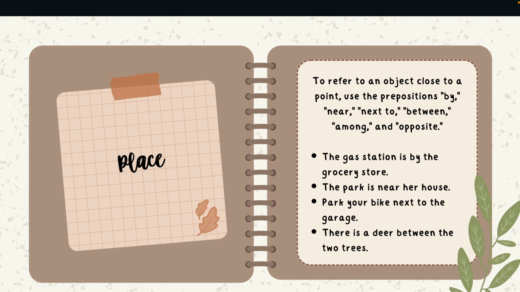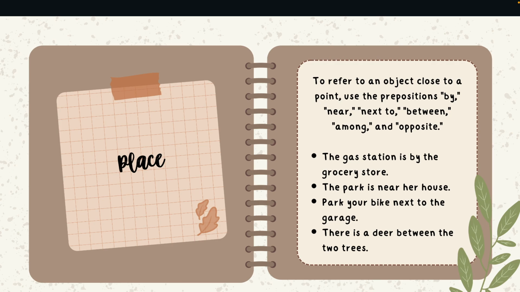If we are referring to an object close to a point, use the prepositions by, near, next to, between, among, and opposite. For example, we have the gas station is by the grocery store. The park is near her house. Park your bike next to the garage. And then there is a deer between two trees.